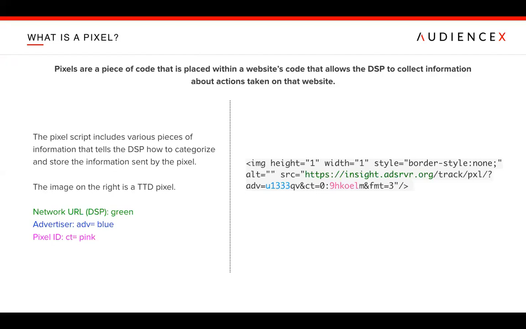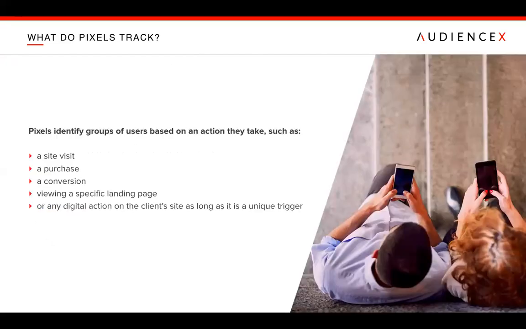All right, moving on to the next piece. What do we use these to track? Pixels are used to identify groups of users based on actions that they take on a website. That could really be anything as long as it's a unique event on the site.